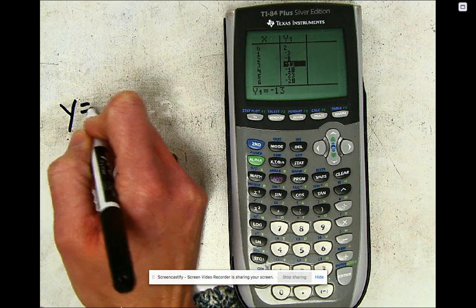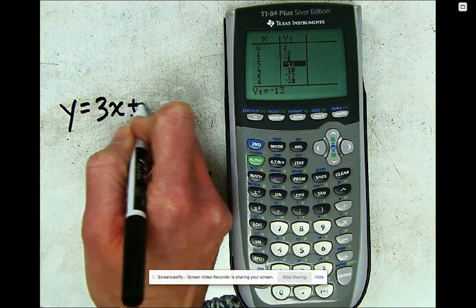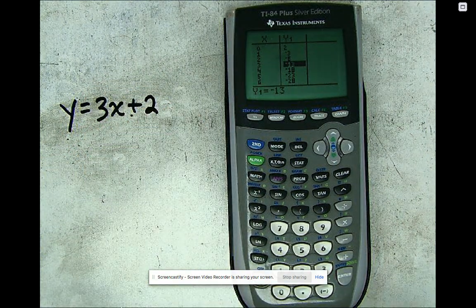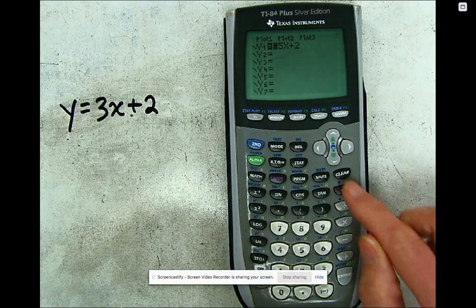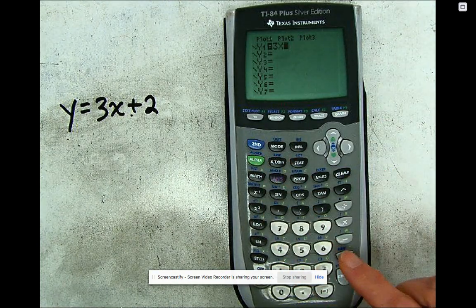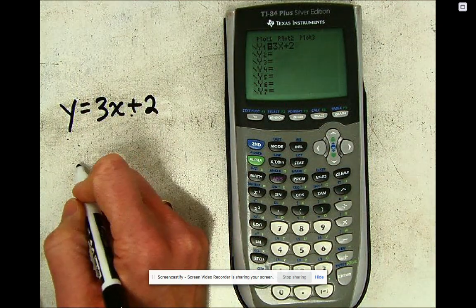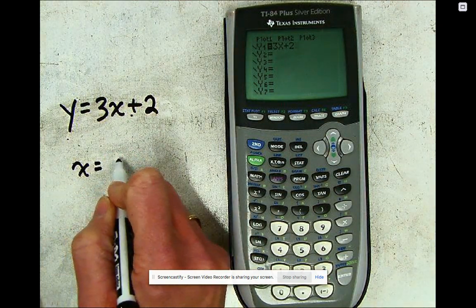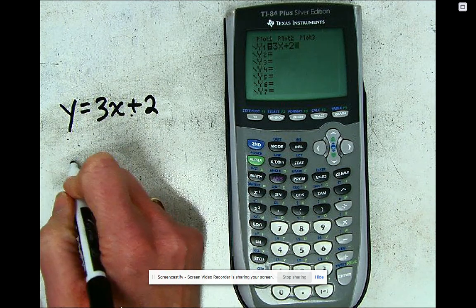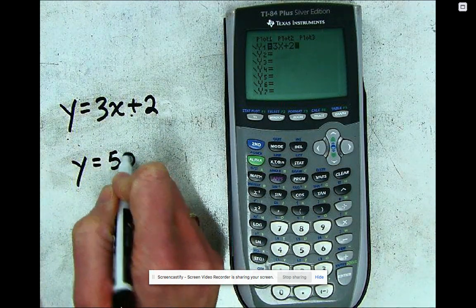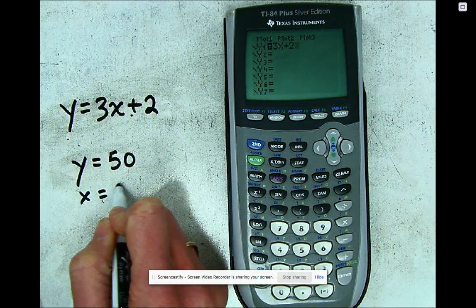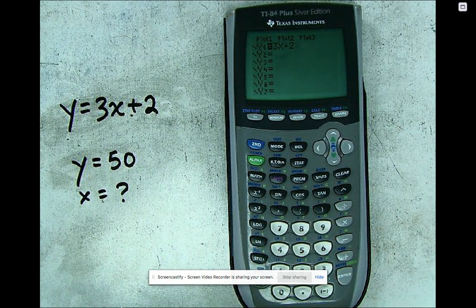y is equal to 3x plus 2. So you can type that one back in there. So y equals 3x plus 2. Okay, now how about if y were equal to 50, what would x have to be? Okay, so let's see if we can solve that one.